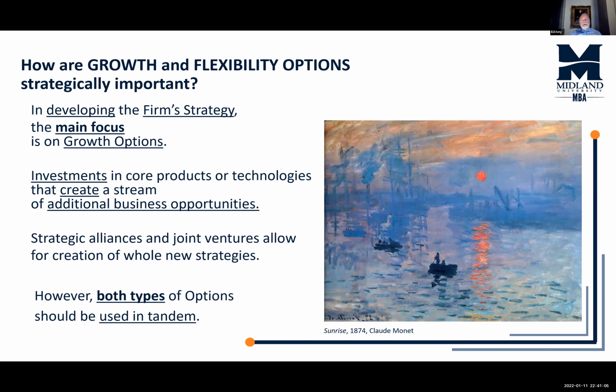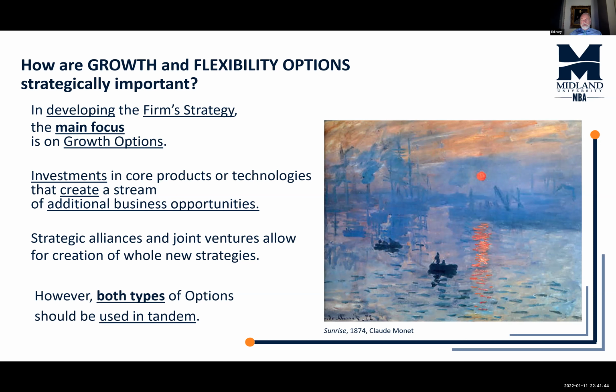So developing our strategy, what is our main focus? Our main focus is on growth. Why is it on growth? So those investments in our core products or technologies, that is going to do what for us? That is going to create that stream of additional business opportunities. We may end up entering into a strategic alliance or a joint venture to allow the creation of brand new strategies working with that other company.